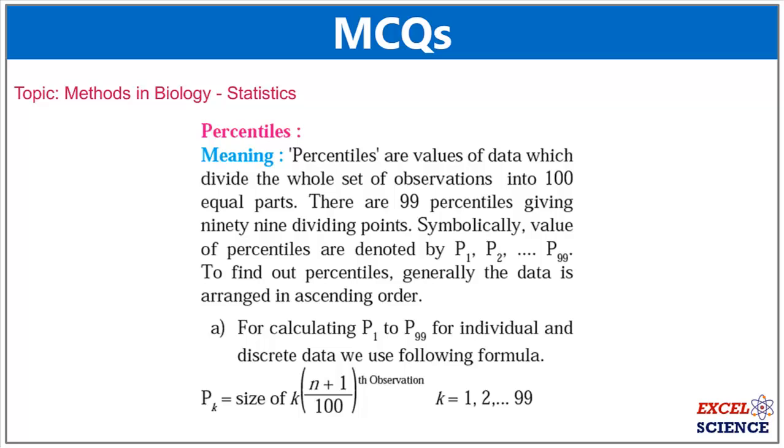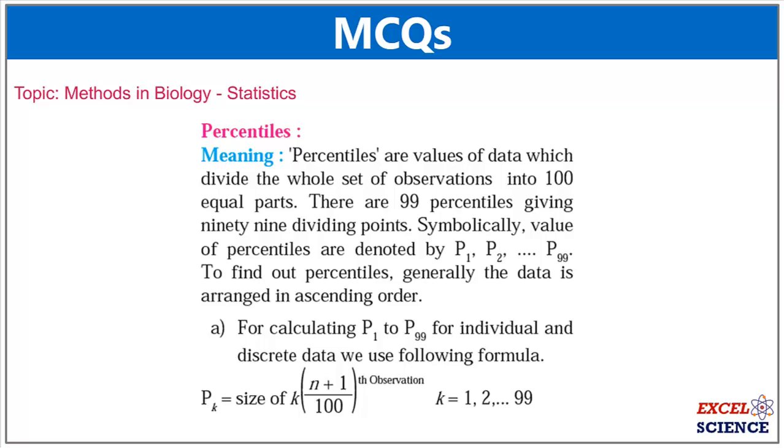Percentiles are values of data which divide the whole set of observations into 100 equal parts. There are 99 percentiles giving 99 dividing points. Symbolically, values of percentiles are denoted by capital P1, P2 and up to P99. To find percentiles, generally the data is arranged in ascending order.